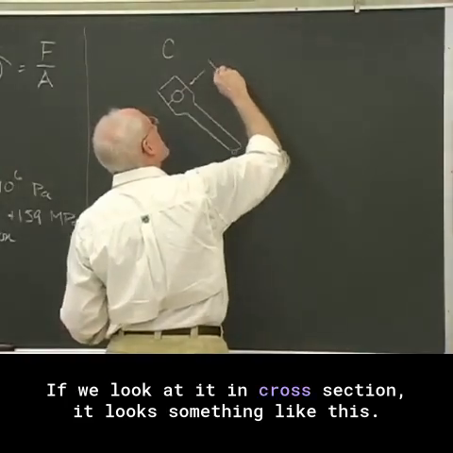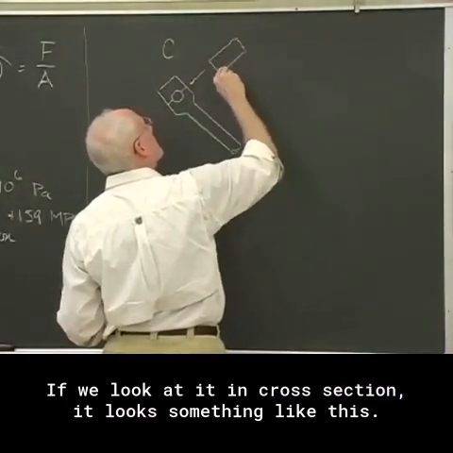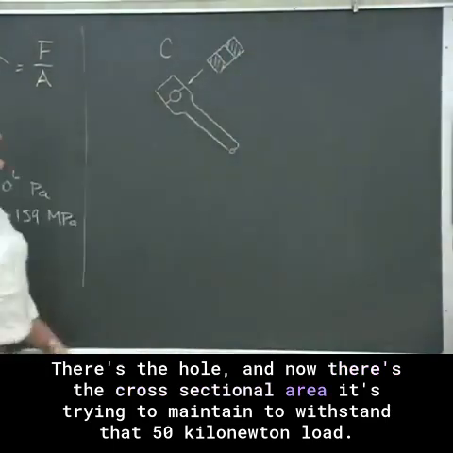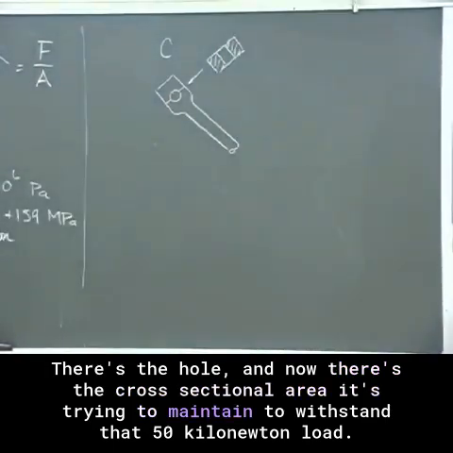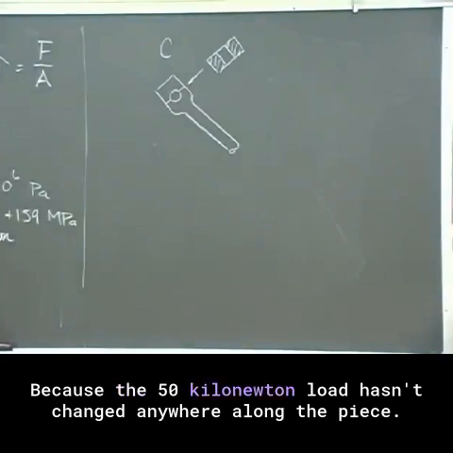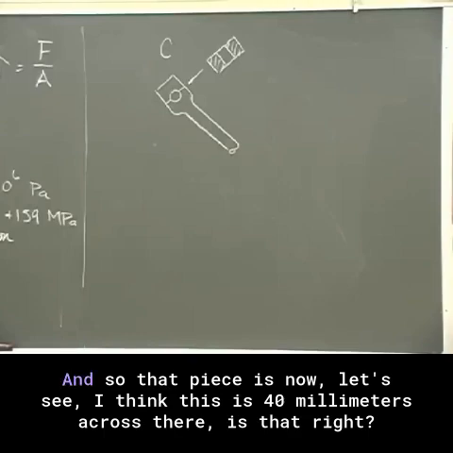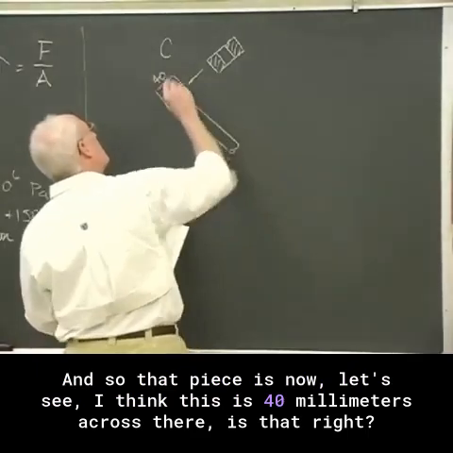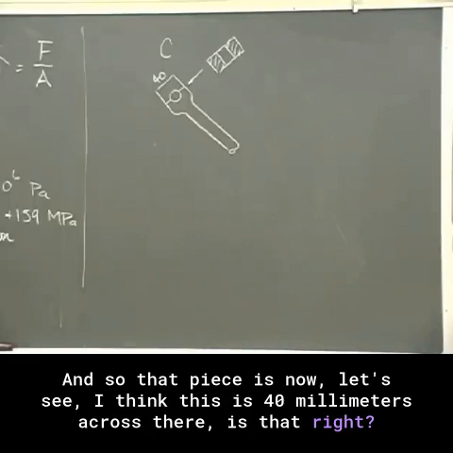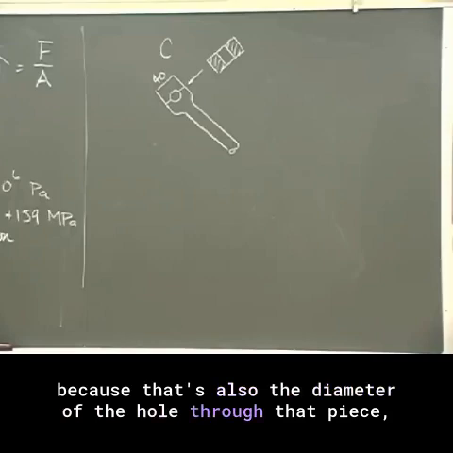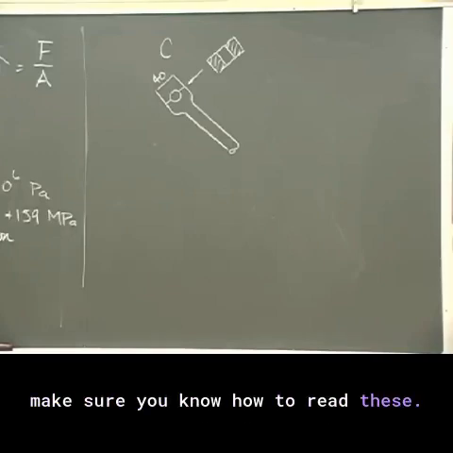If we look at it in cross-section, it looks something like this. There's the hole, and now there's the cross-sectional area that's trying to withstand that 50 kilonewton load, because the 50 kilonewton load hasn't changed anywhere along the piece. But now the area withstanding that load has changed. And so that piece is now, let's see, I think this is 40 millimeters across there, is that right? And the diameter of the pin, because that's also the diameter of the hole through that piece. Make sure you know how to read these.